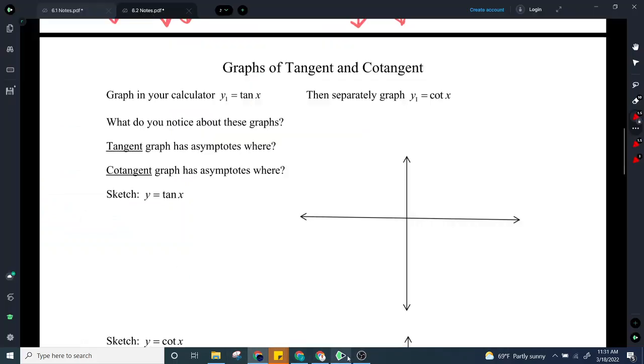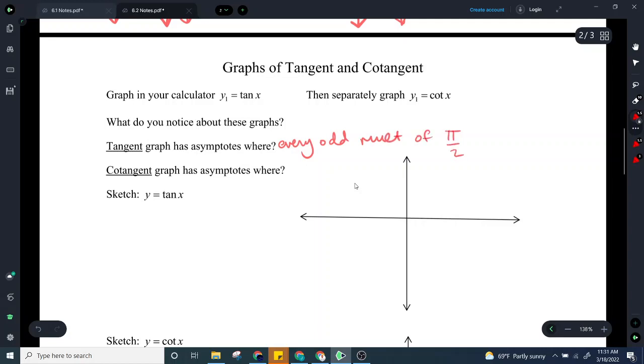Let me go back to the PDF. So tangent has asymptotes at every odd multiple of pi/2. And that's because that's where tangent is undefined. Remember, tangent is undefined wherever sine is undefined. So, I'm sorry, I said that wrong.